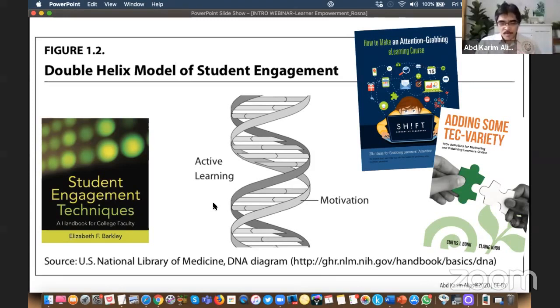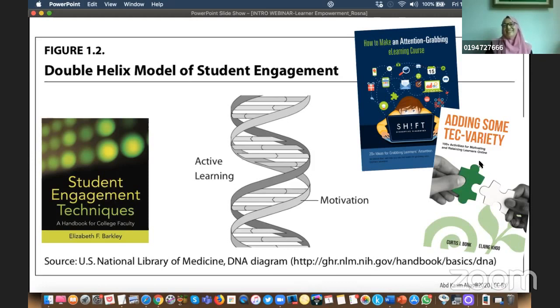I have not read all the books, but I have read this book, How to Make an Attention-Grabbing E-Learning Course, from cover to cover. 20+ ideas for grabbing learners' attention. 20+. You don't need that many. Just take 5, and you will be okay. But if you are very ambitious, if you really want to be unpredictable, great teachers are unpredictable. That's my own words, you know.